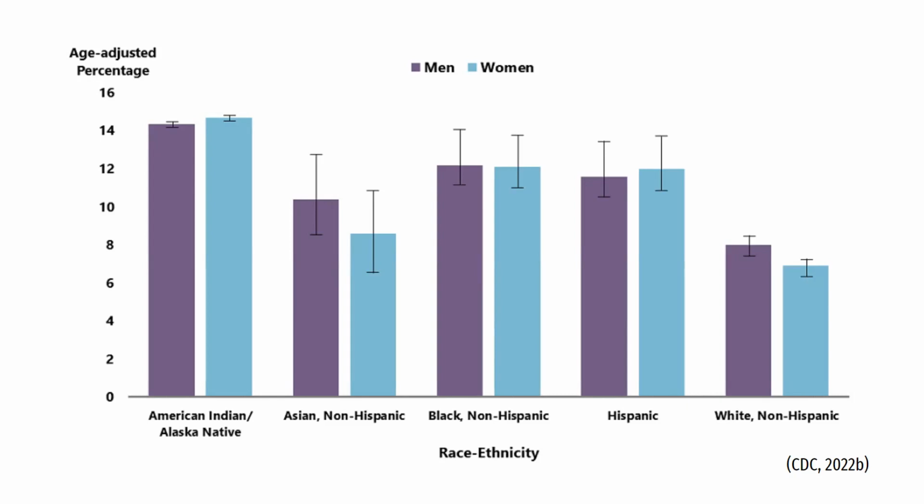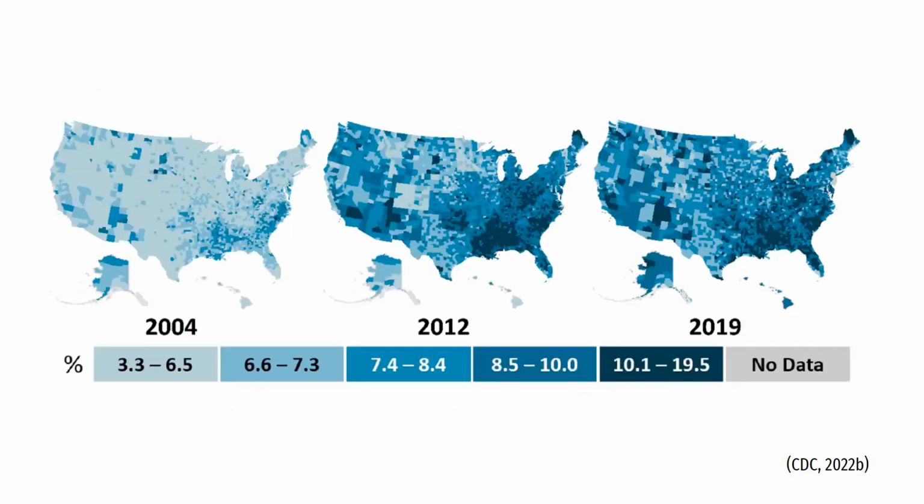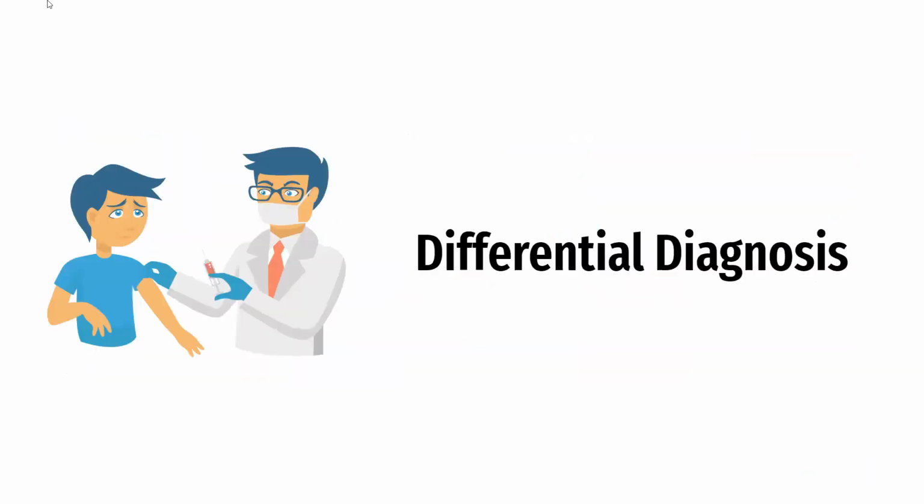And as you can see, there is a trend in diabetes with ethnicity and race as well, which could be due to cultural and environmental factors. This is a map here that shows the increase of people living with diabetes from 2004 to 2019. According to the CDC, people with diagnosed diabetes has increased from 6.3% in 2004 to 8.4% in 2019. Now we're going to be discussing the differential diagnosis.